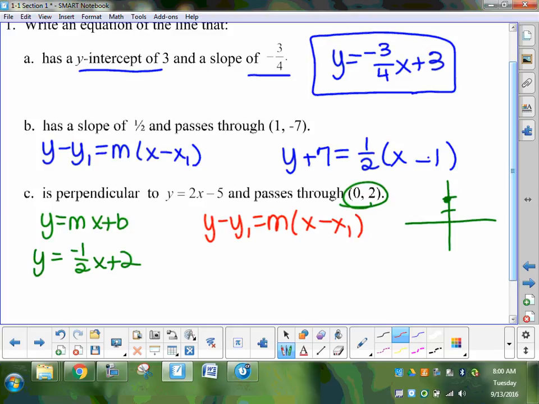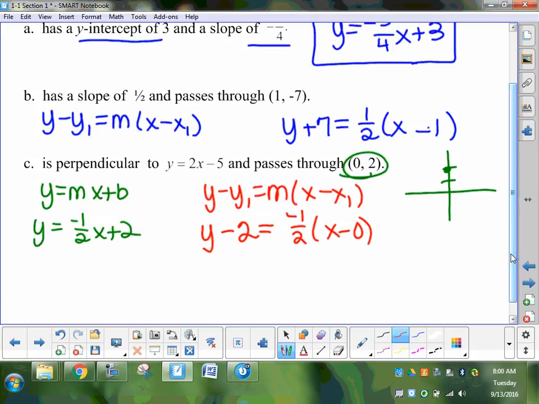We go through and take our perpendicular slope, which means our slope here is 2 over 1, negate it, and take the reciprocal. This would be y minus 2 is equal to -1/2 times the quantity of x minus 0. Now, you could give either one of these answers and be okay.